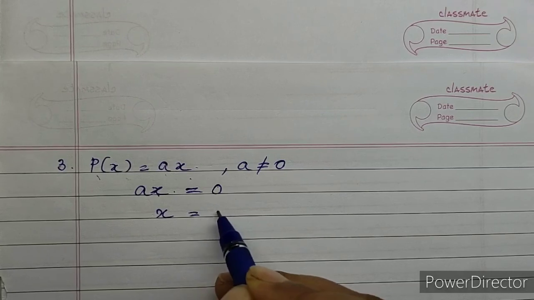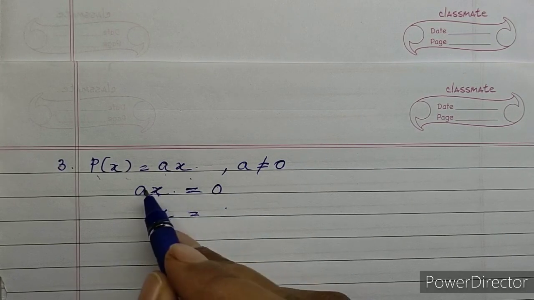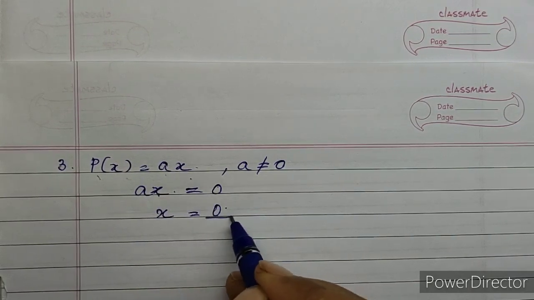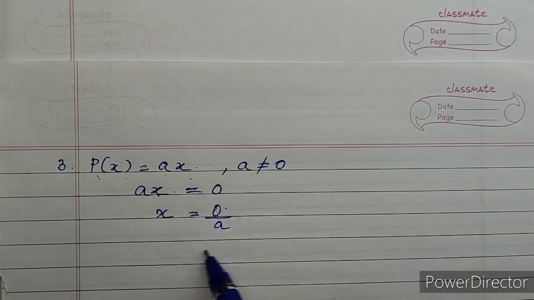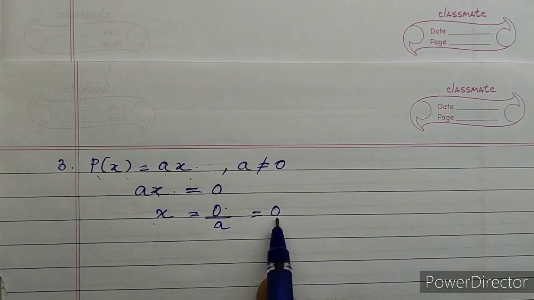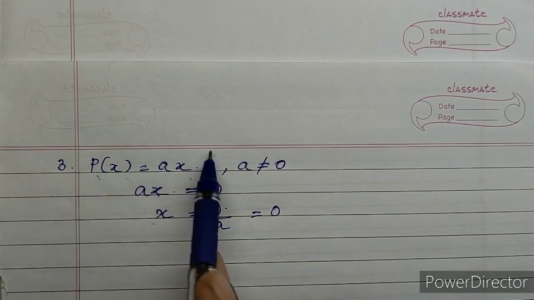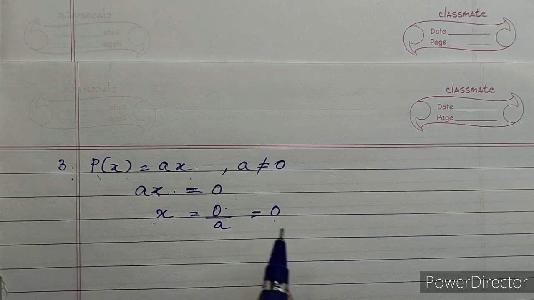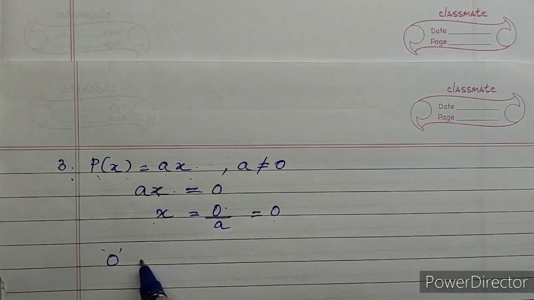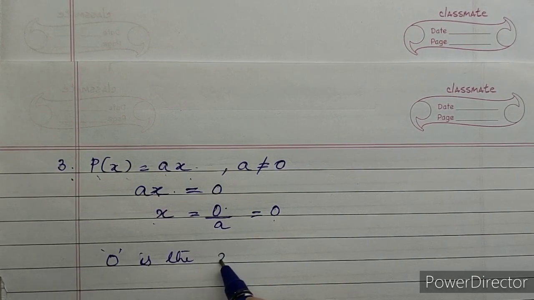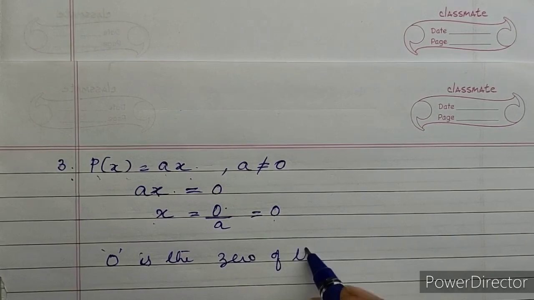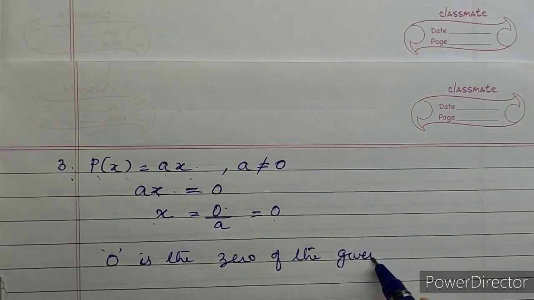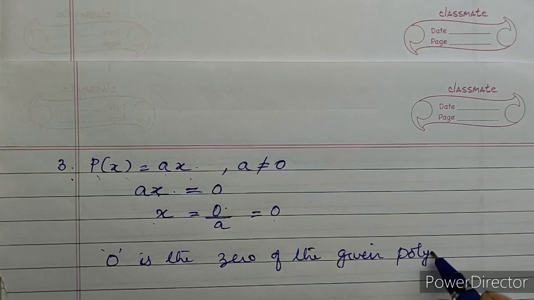x is equal to, a will come to the other side. Here it is multiplication, so it will change to division. 0 by any number is 0 only. So when x is equal to 0, you will get the value of the polynomial as 0, or you can say that 0 is the 0 of the given polynomial.